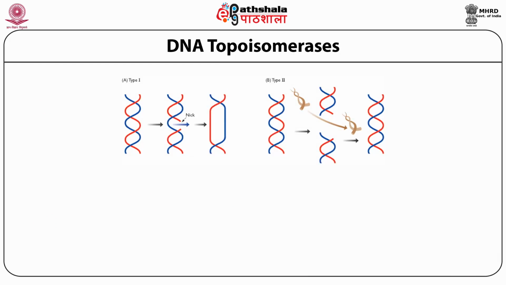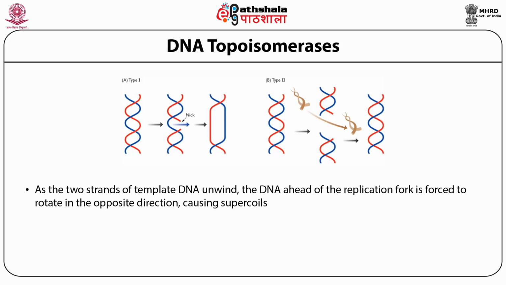Now, DNA topoisomerases. These are special enzymes which help in DNA replication. As the two strands of the template DNA unwind, the DNA which is ahead of the replication fork is usually forced to rotate in the opposite direction. This causes supercoils. If too much supercoiling is present, just as the supercoiling you see in a telephone wire, it can stall your replication fork and then replication can stop. In order to prevent this, if there is too much tension caused by the supercoils, there are enzymes called topoisomerases which help to relieve it.